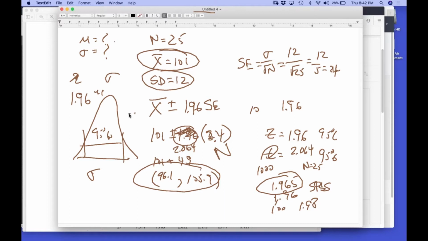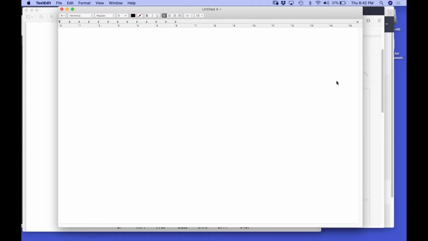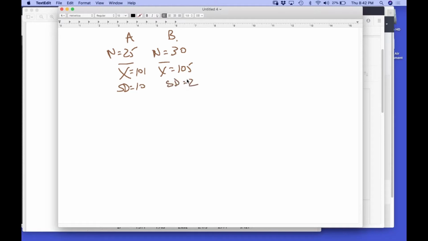So now we took this one step further. The next step we took was we said to ourselves, okay, so let's say I take two groups. I take group A and group B, and I take a sample of size 25 from group A and a sample of size 30 from group B. And it turns out that the average I get from group A is 101, and the average from group B is 105. Okay, and the standard deviation from group 1 is equal to 10, and the standard deviation from group 2 is equal to 12.